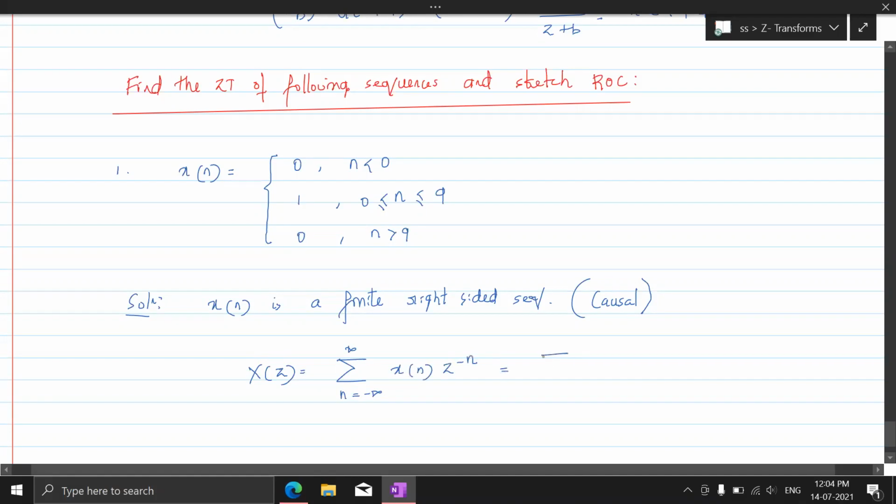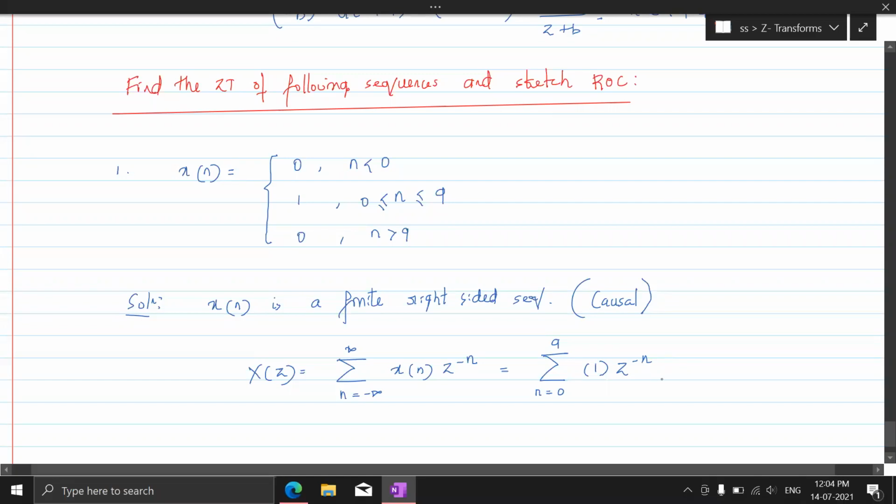And x(n) is 1, mind you. Okay, x(n) is 1 from n equal to 0 to 9. That is what is given here. That's why I've taken it from 0 to 9. For all other values of n, it is 0. So that is why the X(z) would look like this.